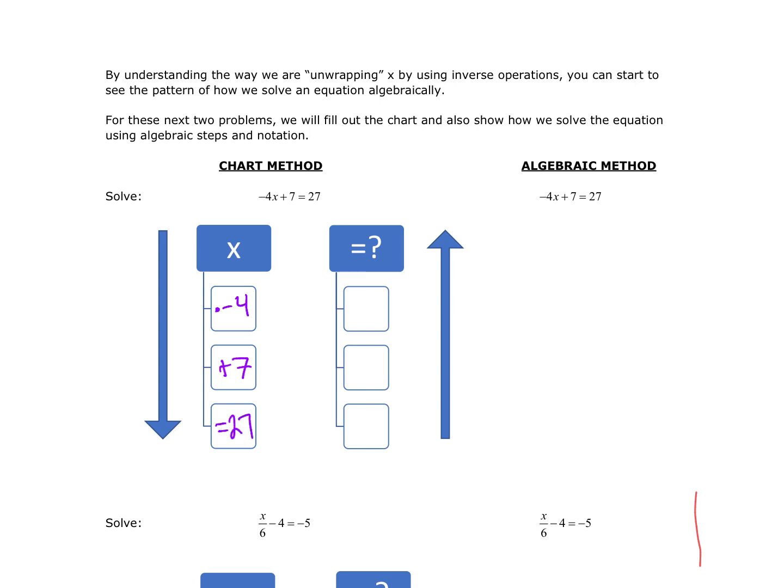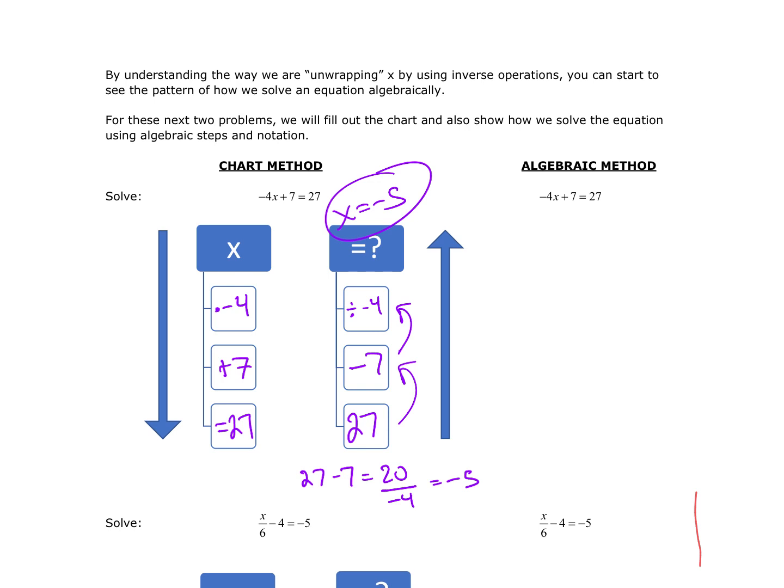So now to solve it, we go backwards. We start at the bottom. We start with 27, and I do my inverse operations. Inverse of plus 7 is minus 7. Inverse of times negative 4 is divided by negative 4. And so now let's do that math. 27 minus 7 is 20. And then 20 divided by negative 4 would equal negative 5. And so we get the answer, x equals negative 5.